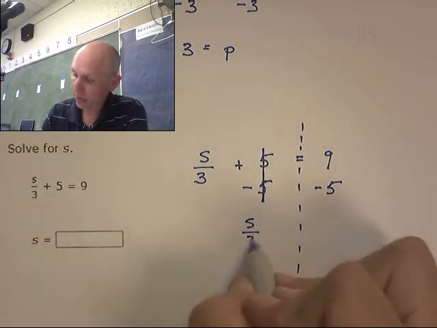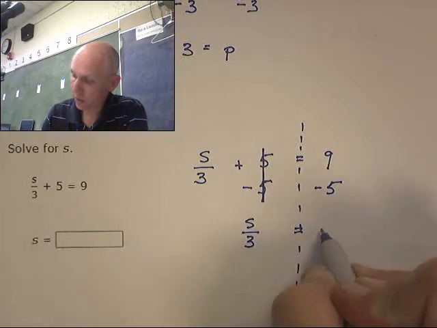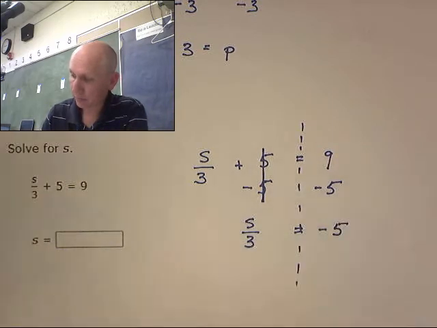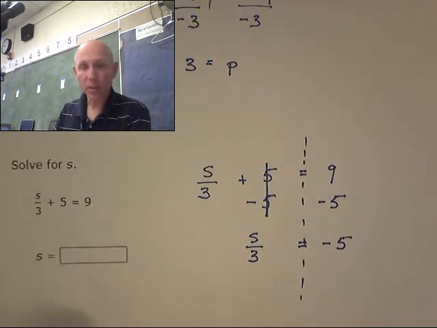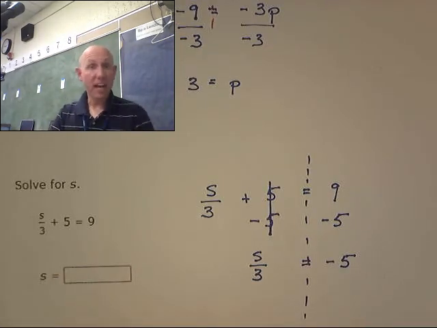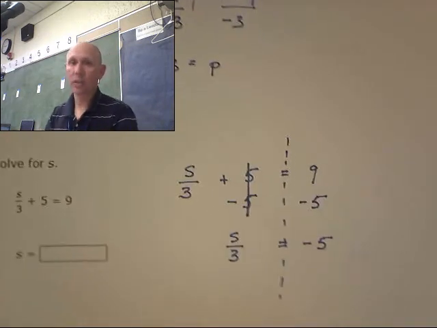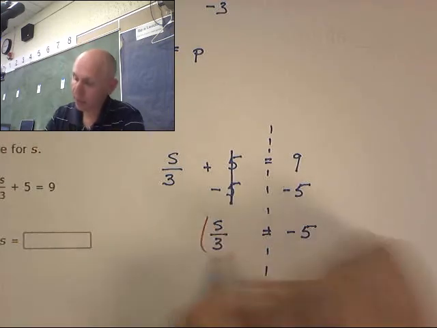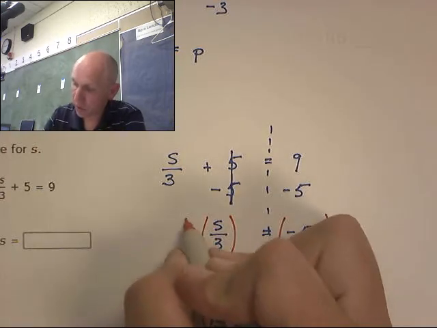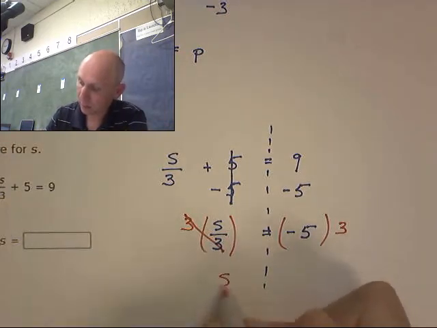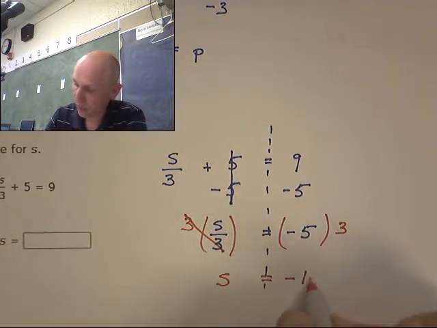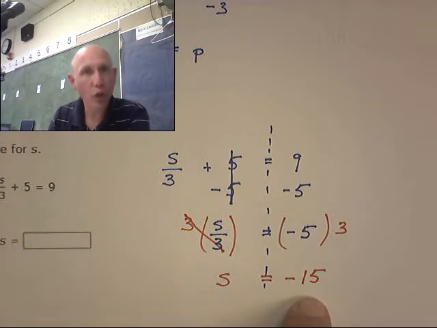And now I have s over 3 equals negative 5. And now it's a 1-step equation. How do I fight that 3? That 3 is trying to divide? Well, I fight division with multiplication. So I'm going to multiply both sides of the equation by 3. S equals negative 15. And this works.